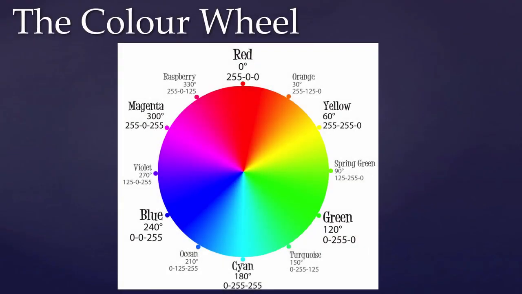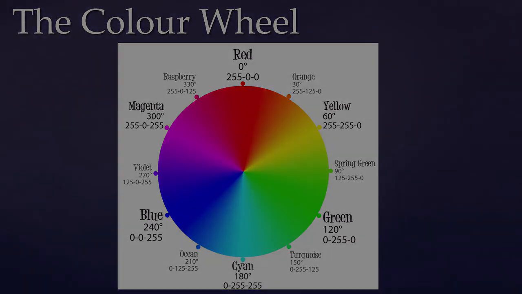So here we have the RGB, red, green, blue, color wheel. So these are the three numbers that I was mentioning in the code just before. To be able to get any of these particular colors, you can look it up here. So if I wanted yellow, I would put 255 in the red slot, 255 in the green slot, and 0 in the blue slot. And that creates yellow.